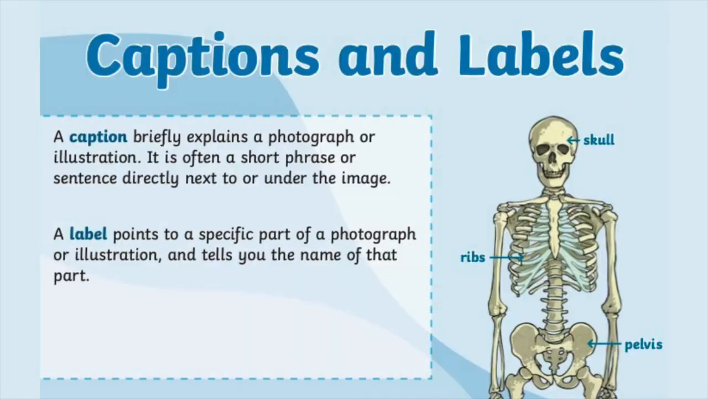Nonfiction texts also have captions and labels. A caption briefly explains a photograph or illustration. It is often a short phrase or sentence directly next to or under the image. A label points to a specific part of a photograph or illustration and tells you the name of that part.